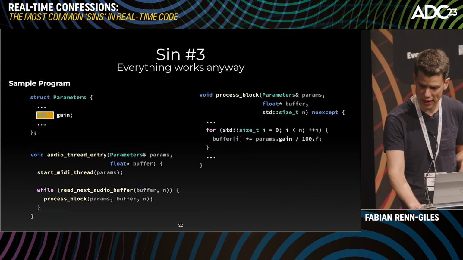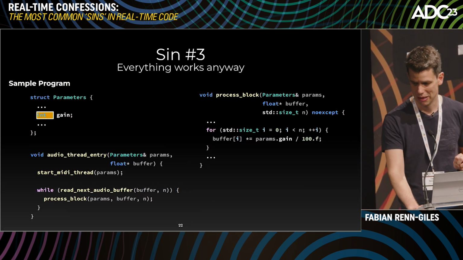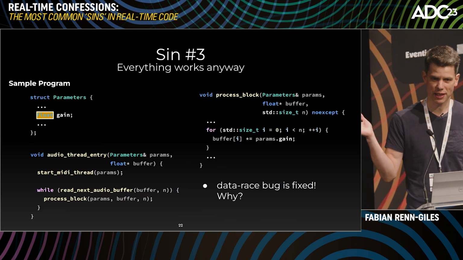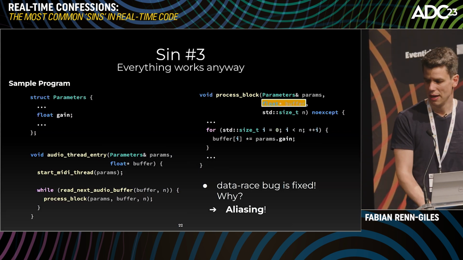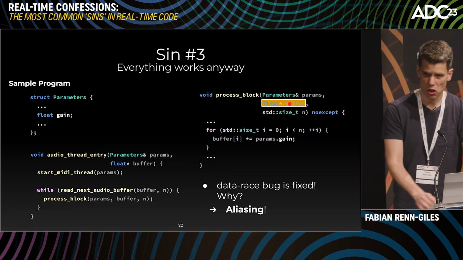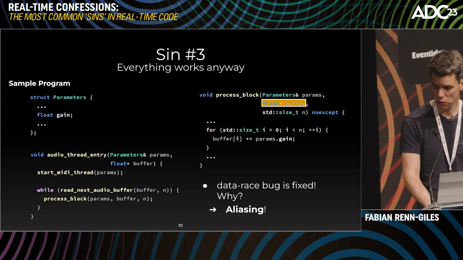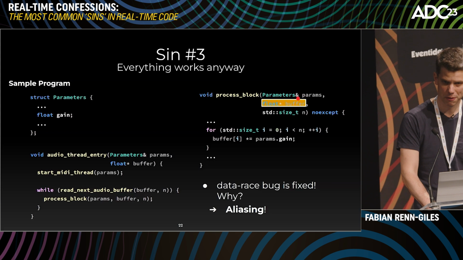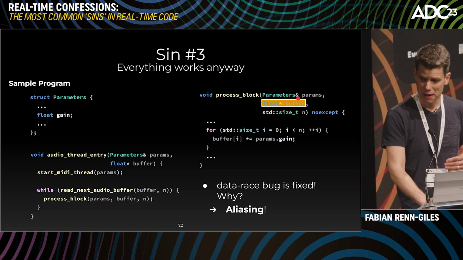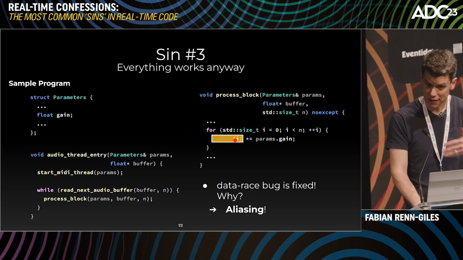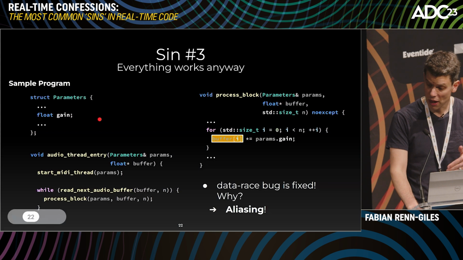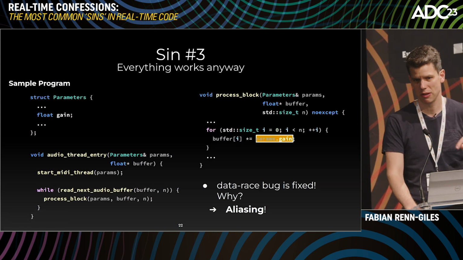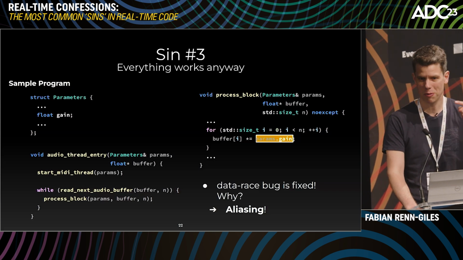Another example: why did I make this gain an integer for my examples? What if I change it to a float? Turns out, bug is fixed, right? Even though I didn't use atomics, it works. Why? Aliasing. The compiler sees this pointer over here and doesn't know if the memory that this parameter is pointing to overlaps with the float that is referenced by this parameter. So they could be overlapping. That means that when this code changes the memory pointed to by buffer, you might also be changing the gain parameter because they might overlap in memory. And so the compiler actually needs to reload the gain parameter for every iteration of the loop. Super expensive, right? Sample by sample, it will load that thing.